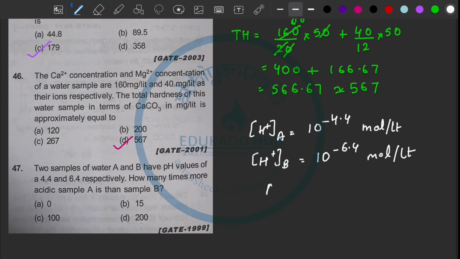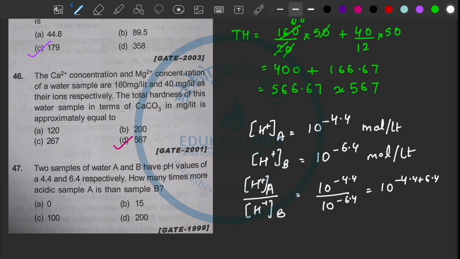So concentration for sample A divided by concentration of sample B. Sample A concentration is 10 to the power minus 4.4 divided by 10 to the power minus 6.4. So this is 10 to the power minus 4.4 plus 6.4. It comes to be 100. So the answer will be C, 100.